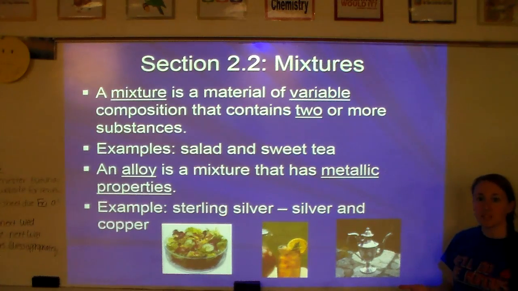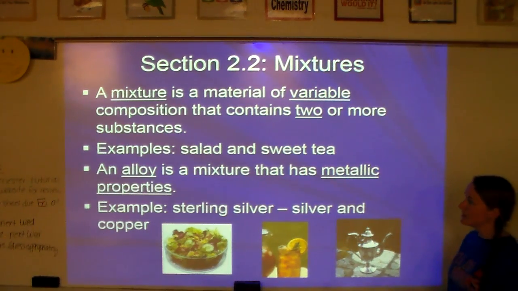All right, another example would be sweet tea. Okay, what's mixed together to make sweet tea? Well, first you soak the tea packet in, and that makes all the color and flavor come out. And then, of course, you have water and you have sugar and that type of thing.